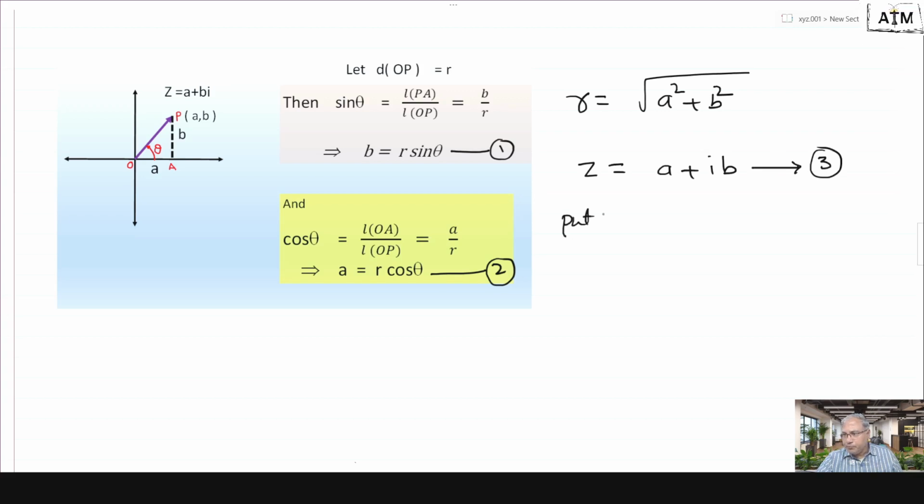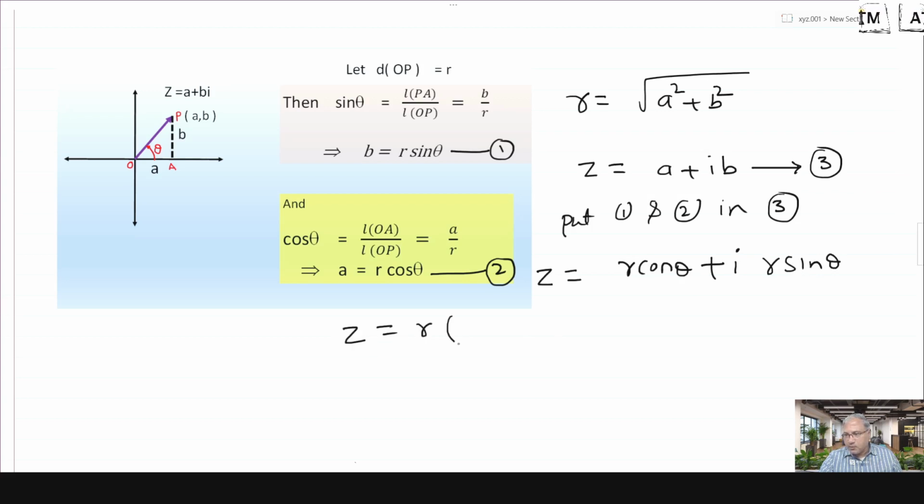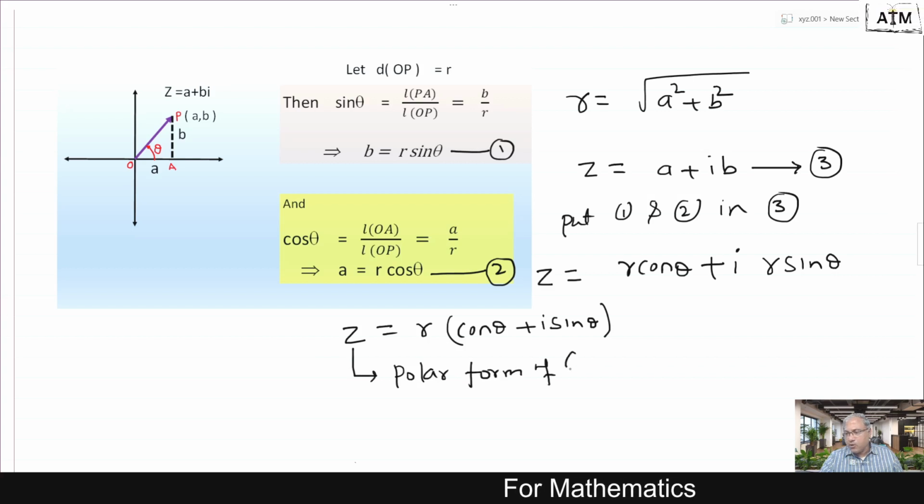So put 1 and 2 in 3. We get z equals r cos theta plus i r sin theta. From this we can take r common, so we get r times cos theta plus i sin theta inside the bracket. This way of writing the complex number is called polar form. So this is the required polar form of the complex number.